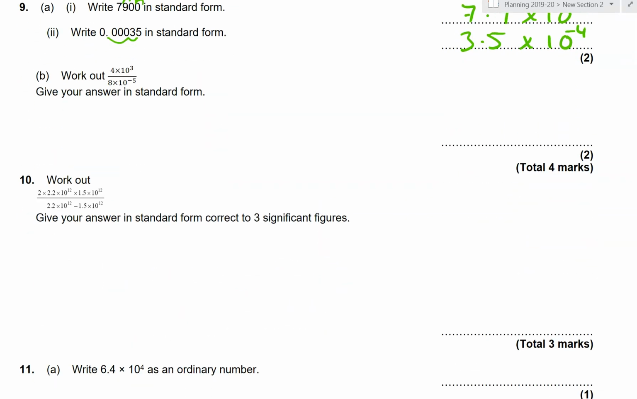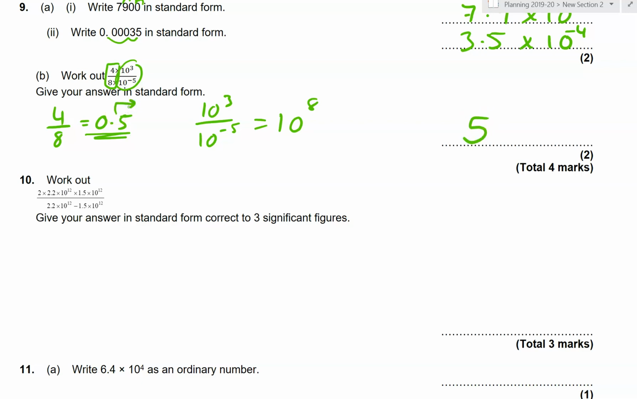Do the bit that's not 10s first, so 4 over 8, that is, as a decimal, 0.5. And then 10 to the 3 over 10 to the minus 5 is 10 to the 3 minus 5. So 3 plus 5 is 8. However, this is not a standard form number, but 5 is. You had to move it to the right one, which means you have to take 1 off your power.